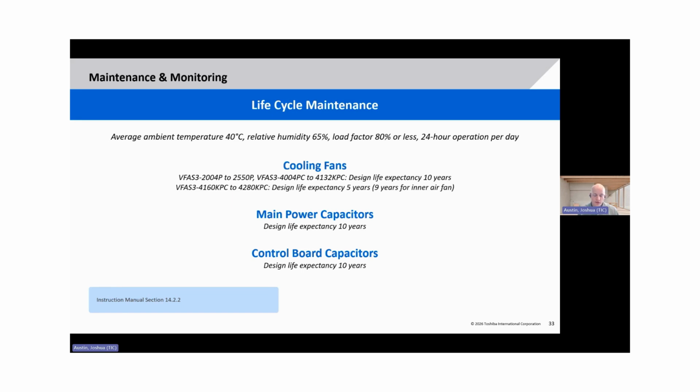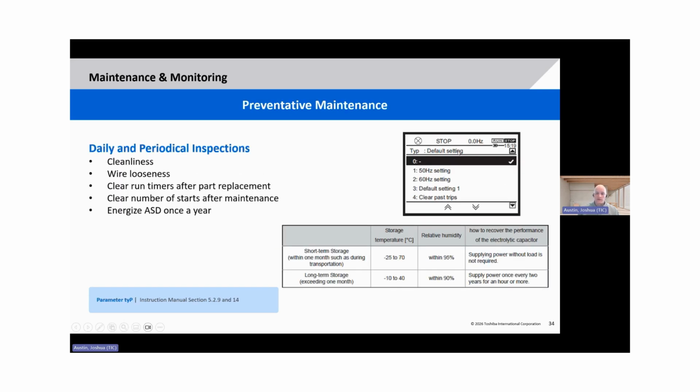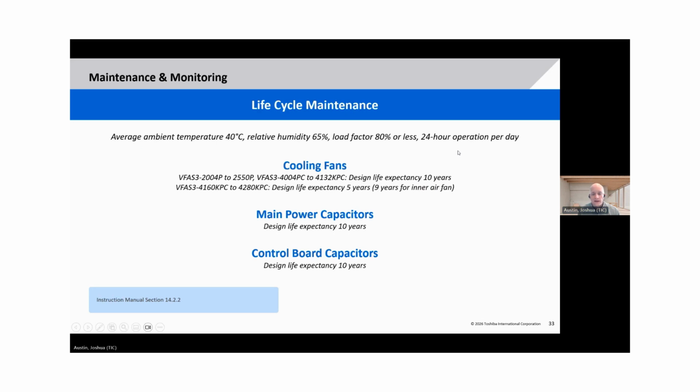Okay, so switching from monitoring over to maintenance. There are different types of maintenance. The first one that we're going to look at is life cycle maintenance. And life cycle maintenance means that certain components inside the drive have a designed life expectancy. And once we hit or exceed those design life expectancies, then we can replace those components.